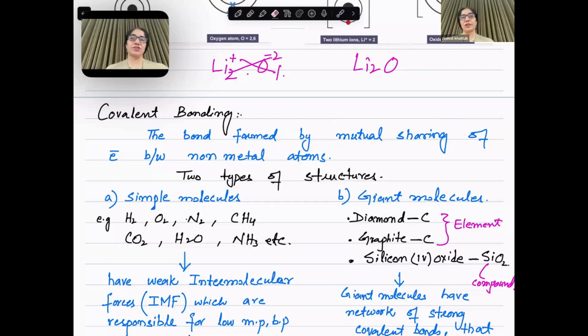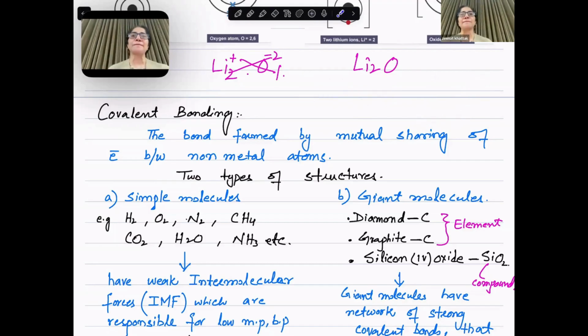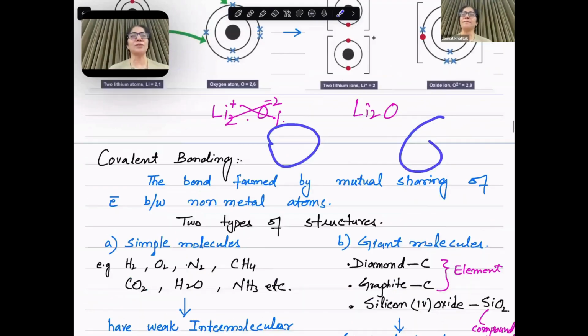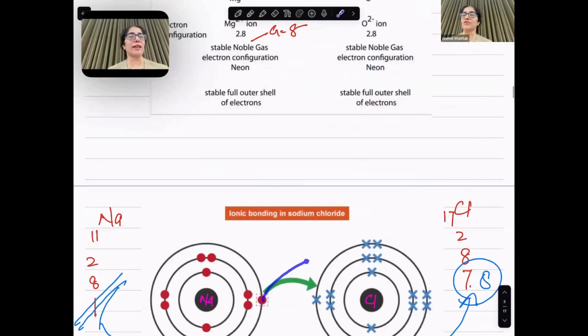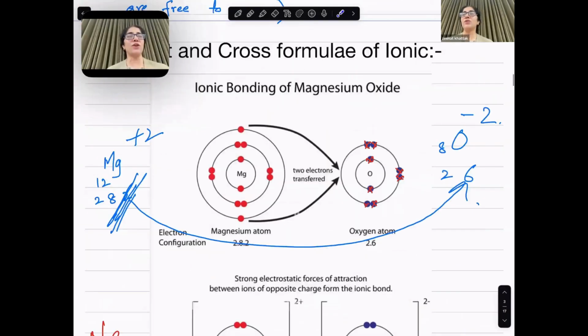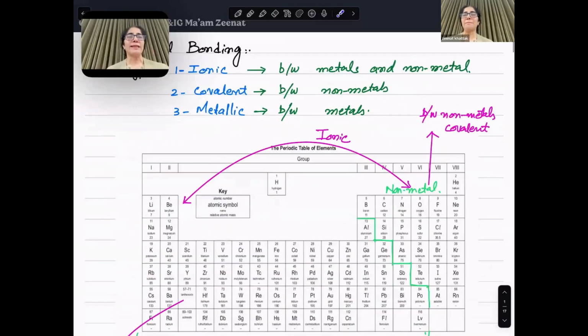Atoms can complete their last shell either by loss of electrons, by gain of electrons, or by sharing of electrons. The loss and gain of electrons is done by metals and non-metals. See, this one loses electrons, this one gains electrons. This is what ionic bonding is. In ionic bonding, the metal loses and the non-metal gains.